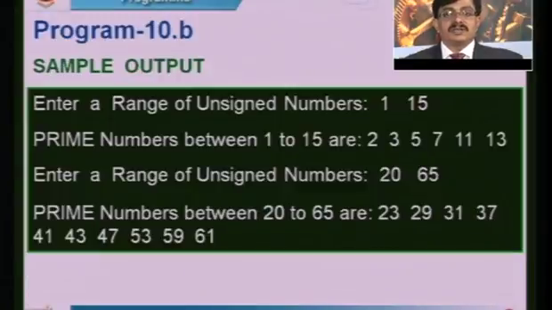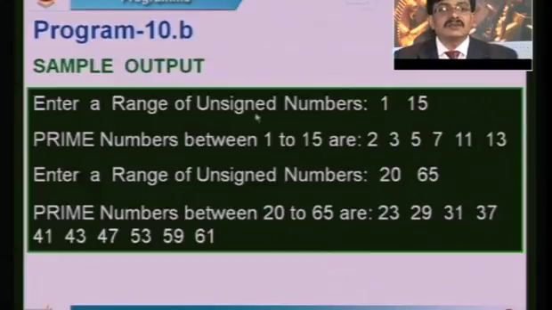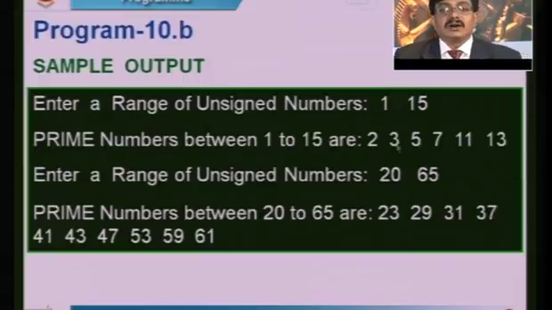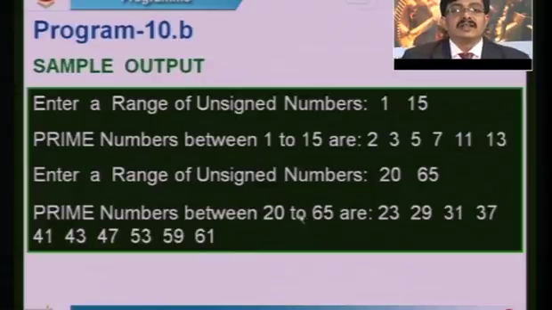Now see the output of this particular code, what exactly we get. Enter a range of unsigned numbers, 1 and 15 I have given. So all the prime numbers between 1 and 15 must be listed. Prime numbers between 1 to 15 are 2, 3, 5, 7, 11 and 13. Similarly, enter a range of unsigned numbers, 20 and 65. Prime numbers between 20 to 65 are 23, 29, 31, 37, 41, 43, 47, 53, 59 and 61. So these are the prime numbers that exist within the given range. This is how exactly this particular program works.